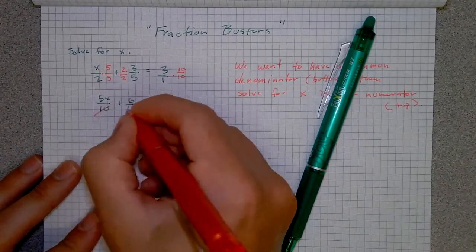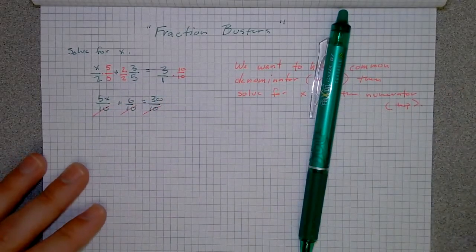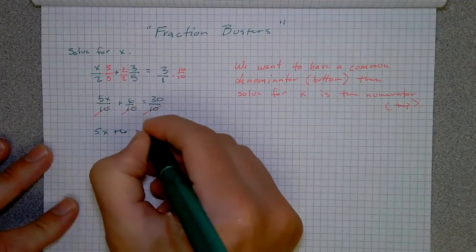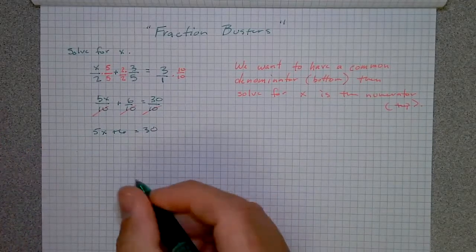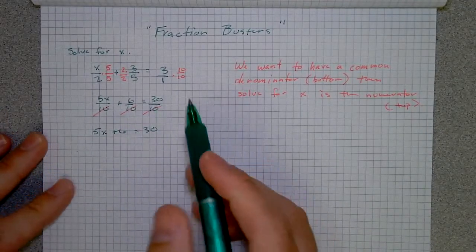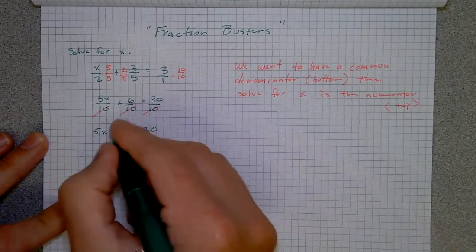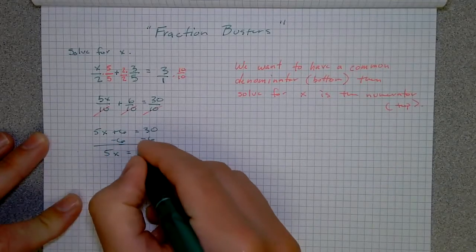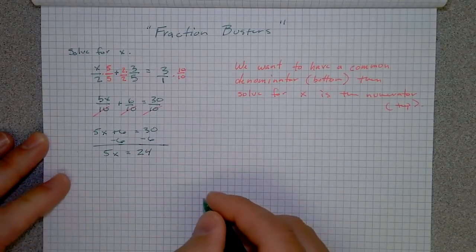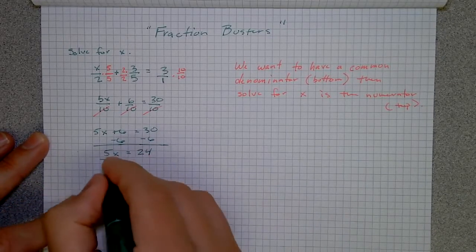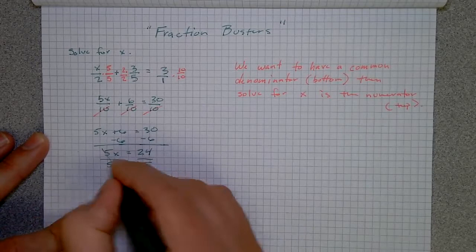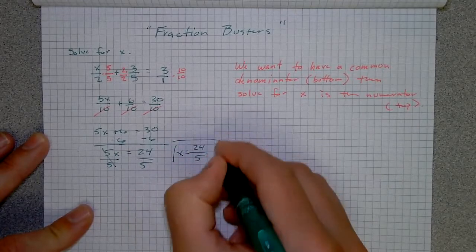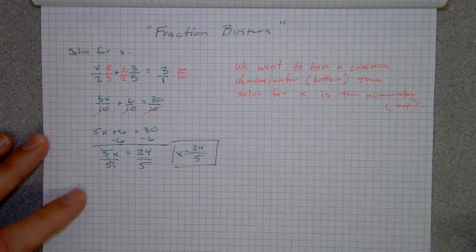All right, so now we can just essentially get rid of our denominators and solve for the numerators. So for this equation to work, the numerators have to equal out. So 5x plus 6 equals 30. Get 5x equals 24. I get x equals 24 over 5.